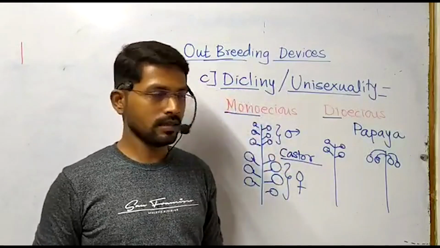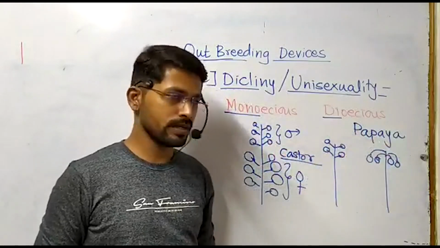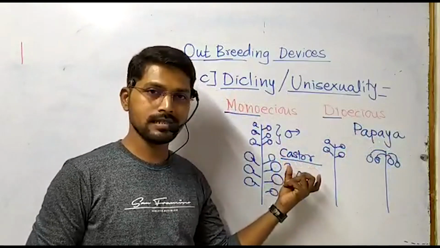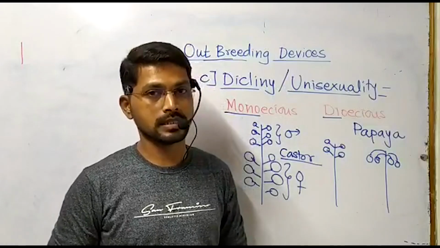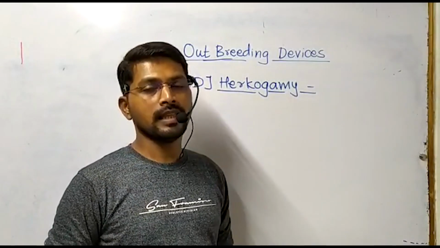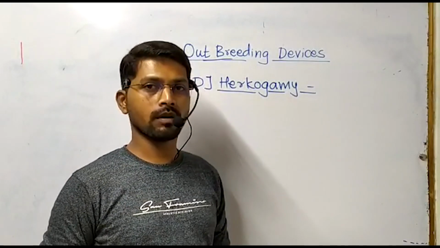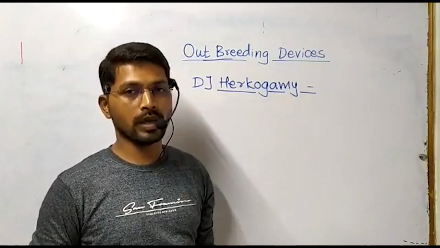called declining. And here the examples are present. For a monoecious plant, the castor is a very well-known example, and for a dioecious plant, papaya is the best example. The next type of contrivance for cross-pollination is hercogamy.